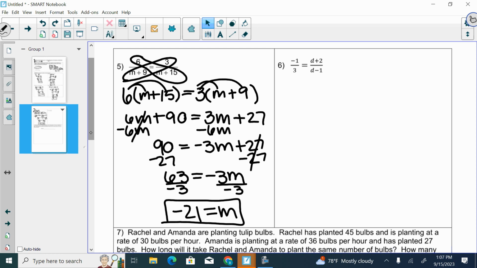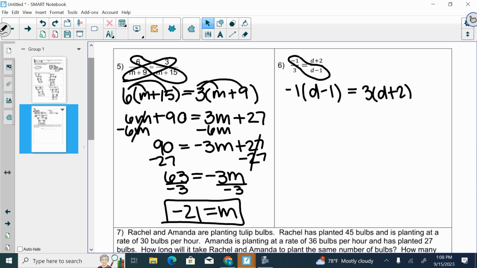All right. Number 6, we're also going to be cross multiplying, right? Okay. So on number 6, I'm going to have -1 times what? D minus 1. Okay. So -1 parenthesis d minus 1. What about the other direction? I'll have what? 3 times D plus 1. Good.